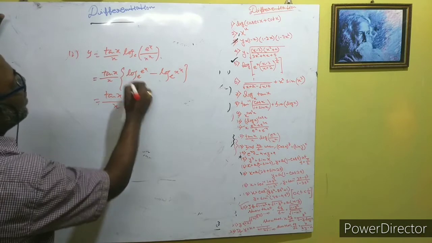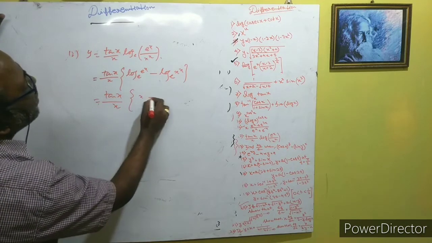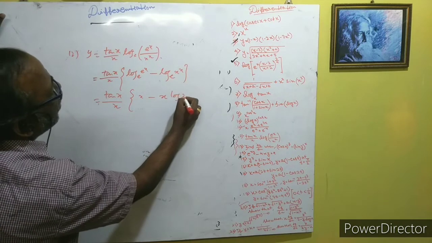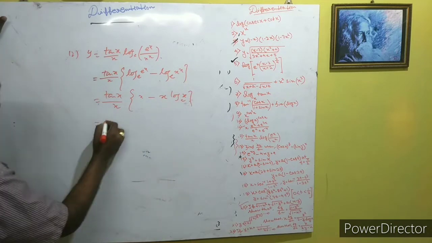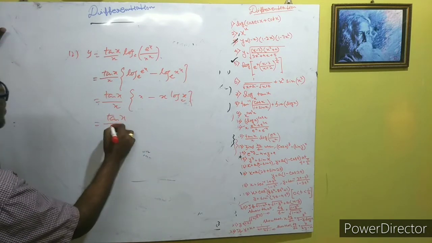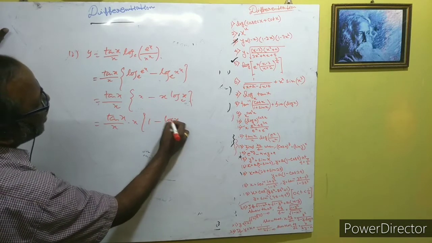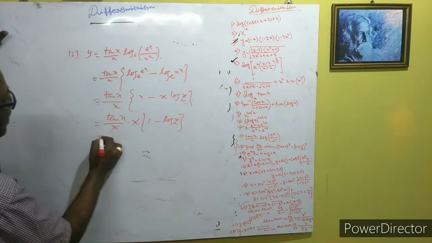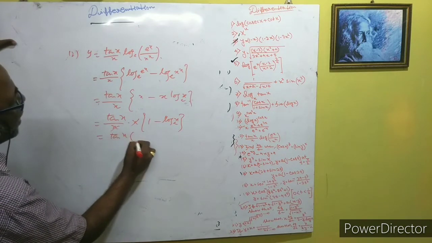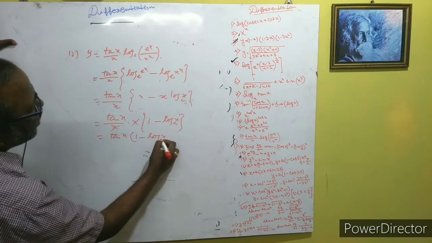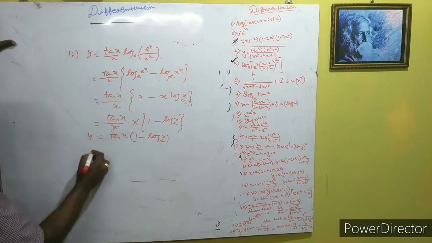So this is here x, and log e to the base e is here 1. Now x into log x to the base e here. I take a common x. So you get here tan x by x, and here this is 1 minus log x to the base e. So x are cancelled. So we get here tan x into 1 minus log x to the base e. So we apply the u into v method.